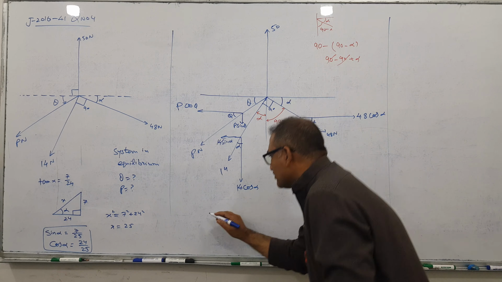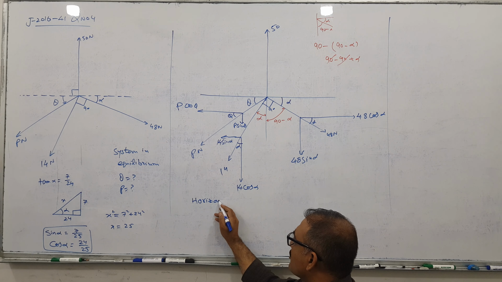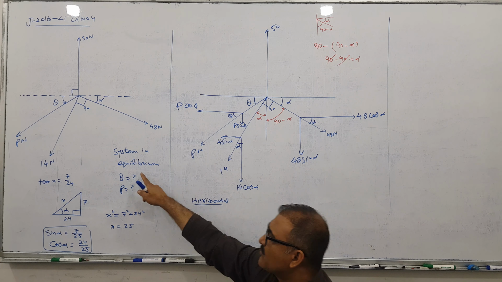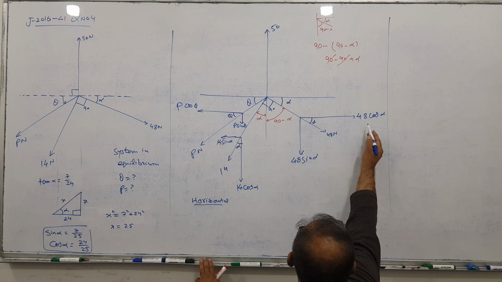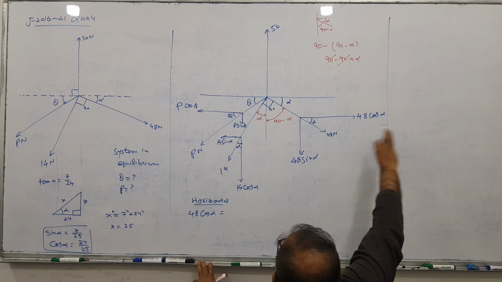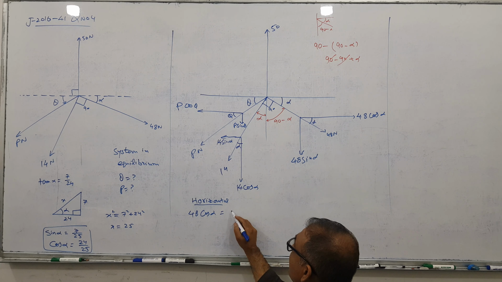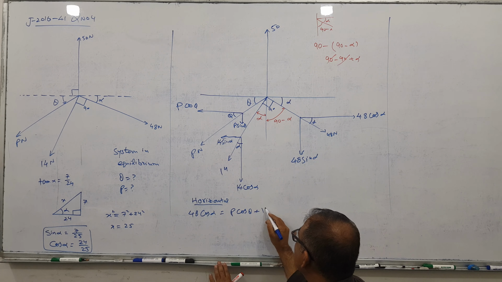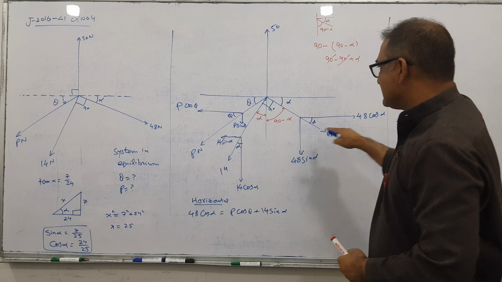Okay, let's talk about the horizontal component. What does a horizontal component mean? Horizontal means right and left. In a system in equilibrium, can I say left force equals right force? Correct. So the right force is 48 cos alpha. The left force is these two, so I will take both: P cos theta plus 14 sine alpha. This is called the horizontal component.